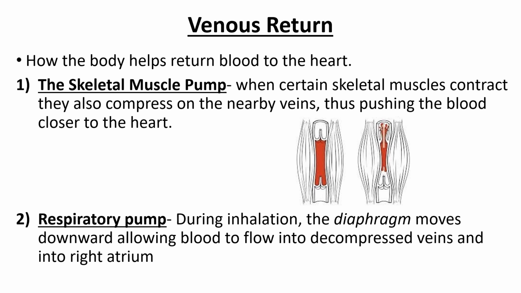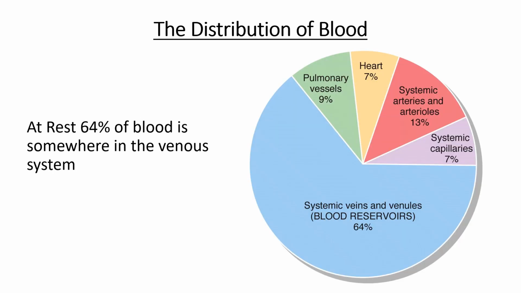And then our other system for venous return is the respiratory pump. And this is during inhalation. Our diaphragm is the big driver in our respiratory pump. It's going to move downward, allowing blood to flow into the decompressed veins and then into the right atrium. So this is like the last little hurrah as we're trying to get blood back to the heart. We have our respiratory pump there to help us out with the tail end of that.